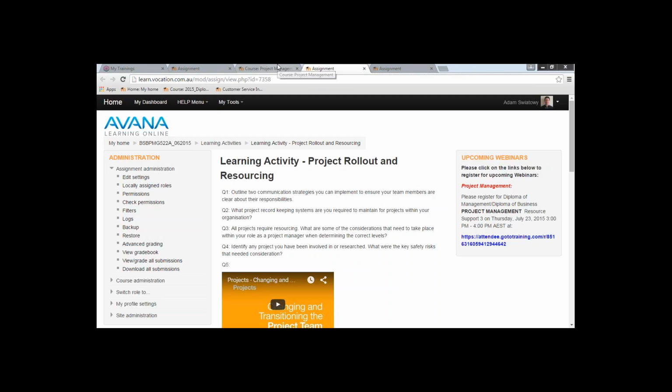Okay, now the next one we're going to talk about is record keeping systems and also some documentation for tools and things like that for projects. One of the questions here is what project record keeping systems are you required to maintain for your organisation? Well, there's a good page for that. There's a page in your learning materials called Auditing and Record Keeping Systems. Go straight to that page and get a few ideas for this particular answer.